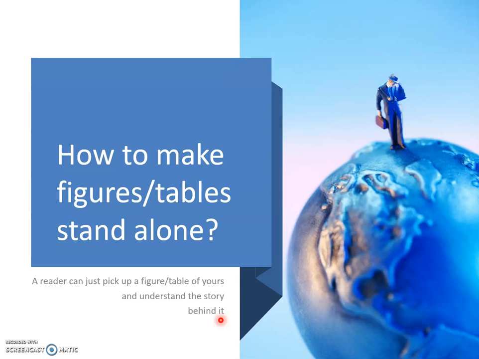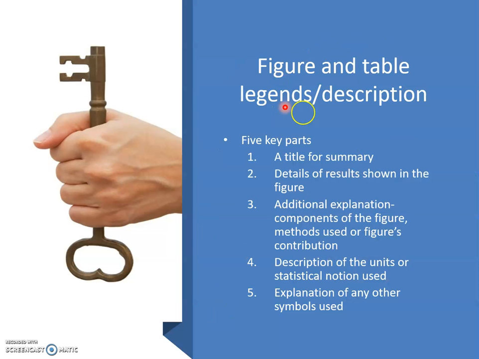This is where figure and table legends are important. To do that, there are 5 key parts, as listed here, that a legend must have. First, it must have a title for summary, then some results, followed by any other explanation to detail components and labels used. Furthermore, a description of the statistical notation used, and other symbols, must also be properly written. By doing that, readers are well informed about our presented figure and table.